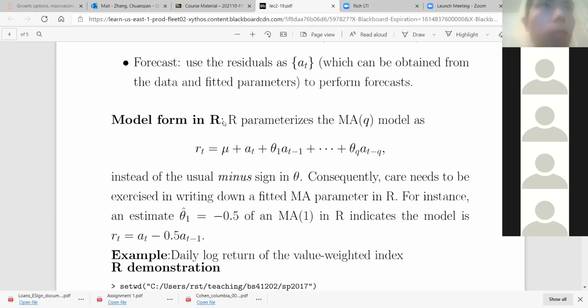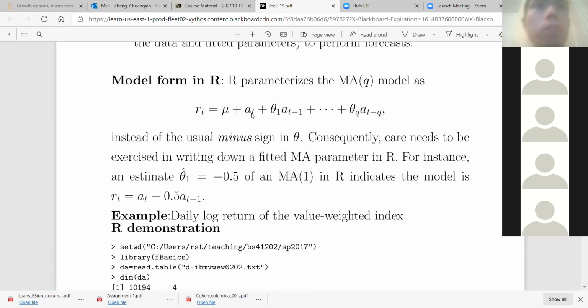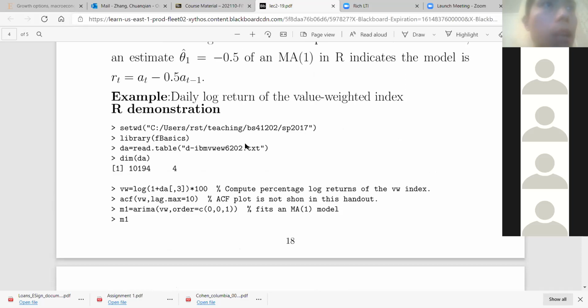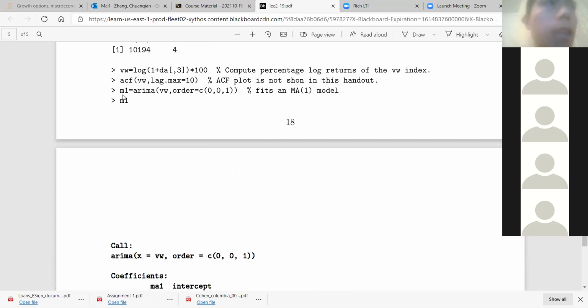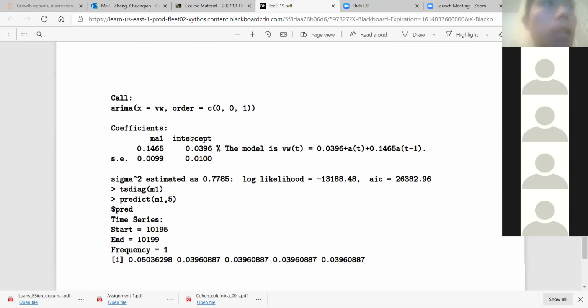Okay, for the model, the parameters will be like this, right? We want to estimate theta 1 to theta q here. For these examples, we can use another data set, the IBM data. I think we have the data in our file. You can find that by yourself. Examine the data, and then look at the ACF, check the ACF plot, find out which is the cutoff, and then establish the MA model, right?